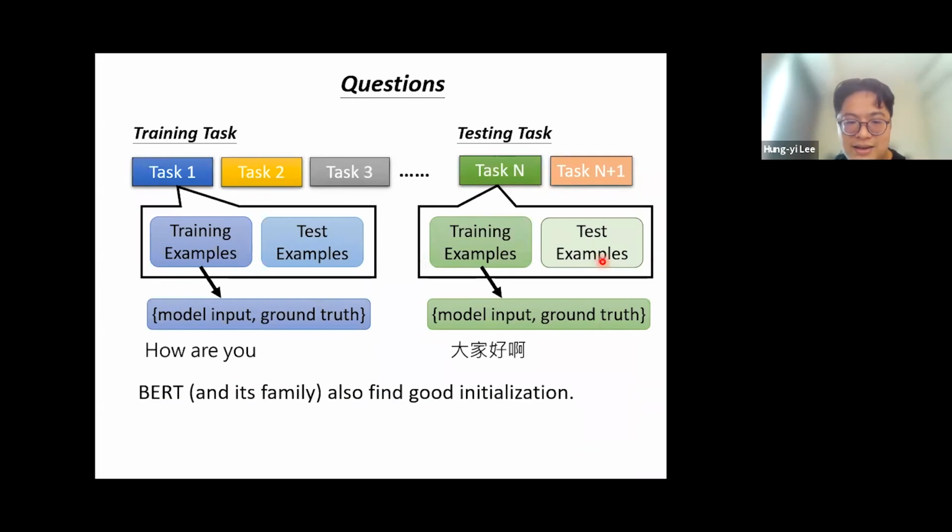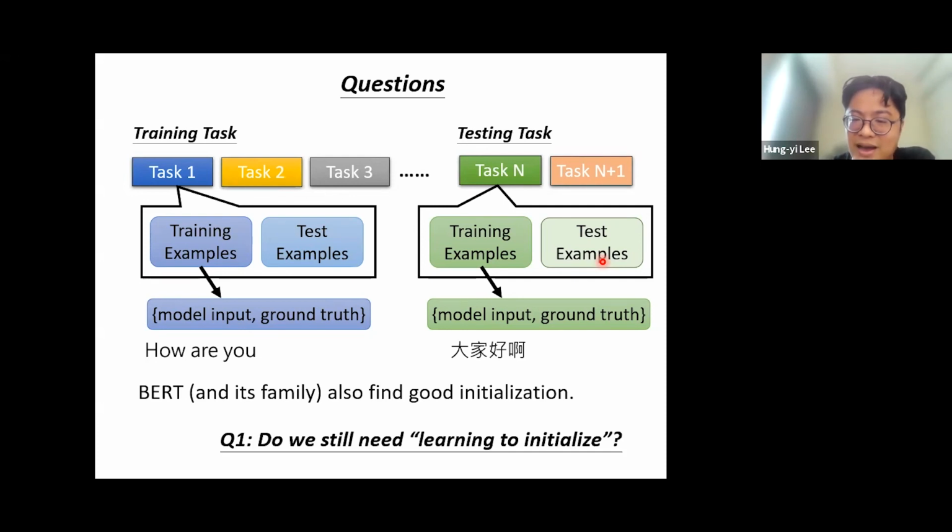Okay, so here, probably you have a question. MAML is used to find a good initialized parameter, right? And we just talked about another approach to find a good initialization, which is BERT, right? BERT is also one way to find the initialized parameter for downstream tasks, and BERT is widely applied. If we already have BERT, we already have self-supervised learning, do we still need learning to initialize? I will try to answer this question after a few minutes.